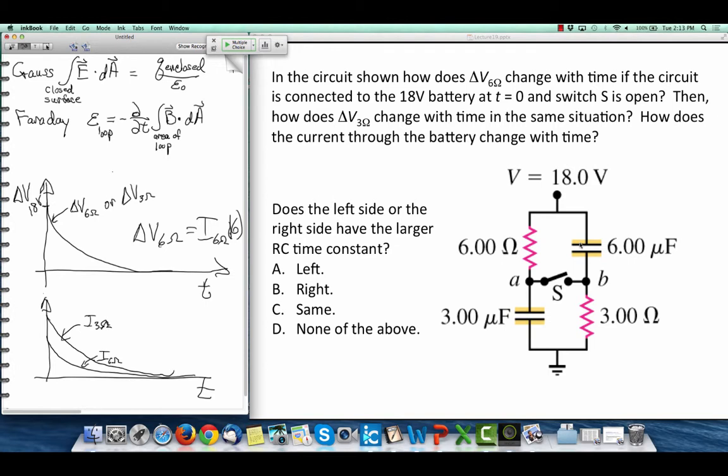The current is bigger over here on the right, so you charge it a lot more than the 3 microfarad, but the same amount of time. So these two have the same time dependence. Same RC time constant.